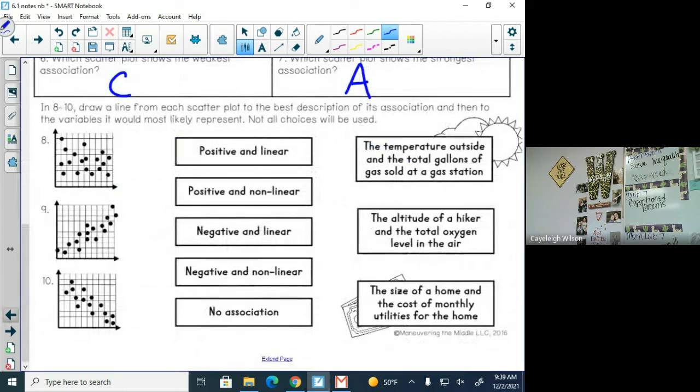All right, I'm going to let you all answer these three on your own, and then we'll go over them. So it says 8 through 10. Draw a line from each scatter plot to the best description of its association. So like if this one's positive and linear, you would draw a line here, which is not. And then after that, it says then to the variables that would most likely represent. So would you say that this would represent which one of these? So you'll draw a line. And then not all choices will be used. So I'll give you all a minute to do that.